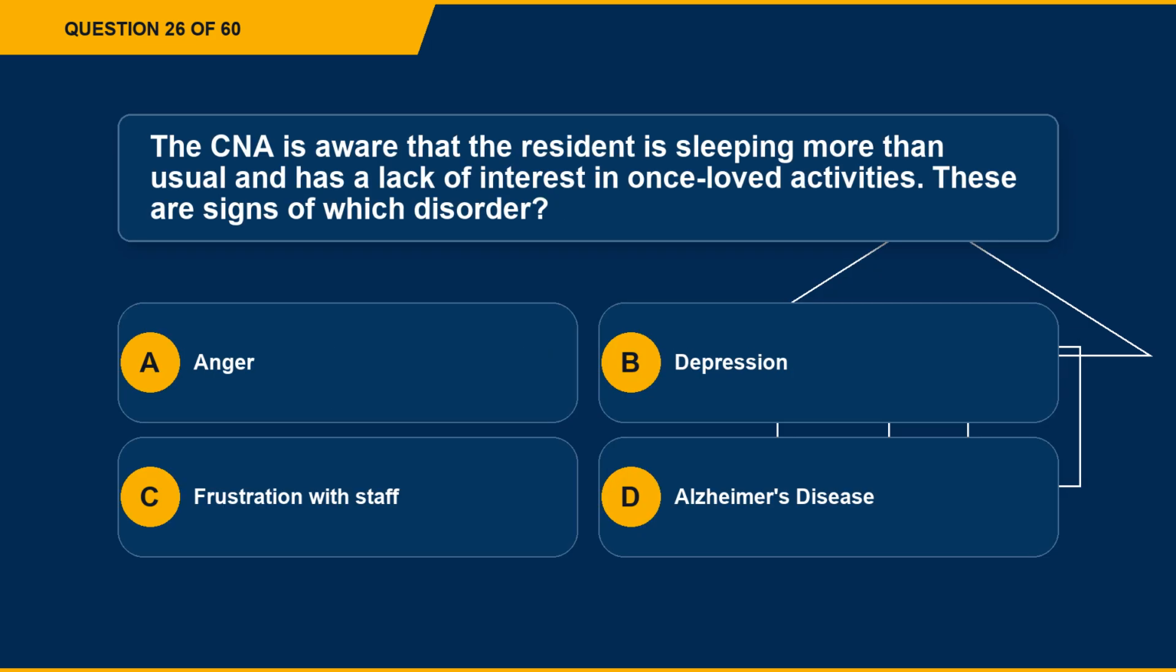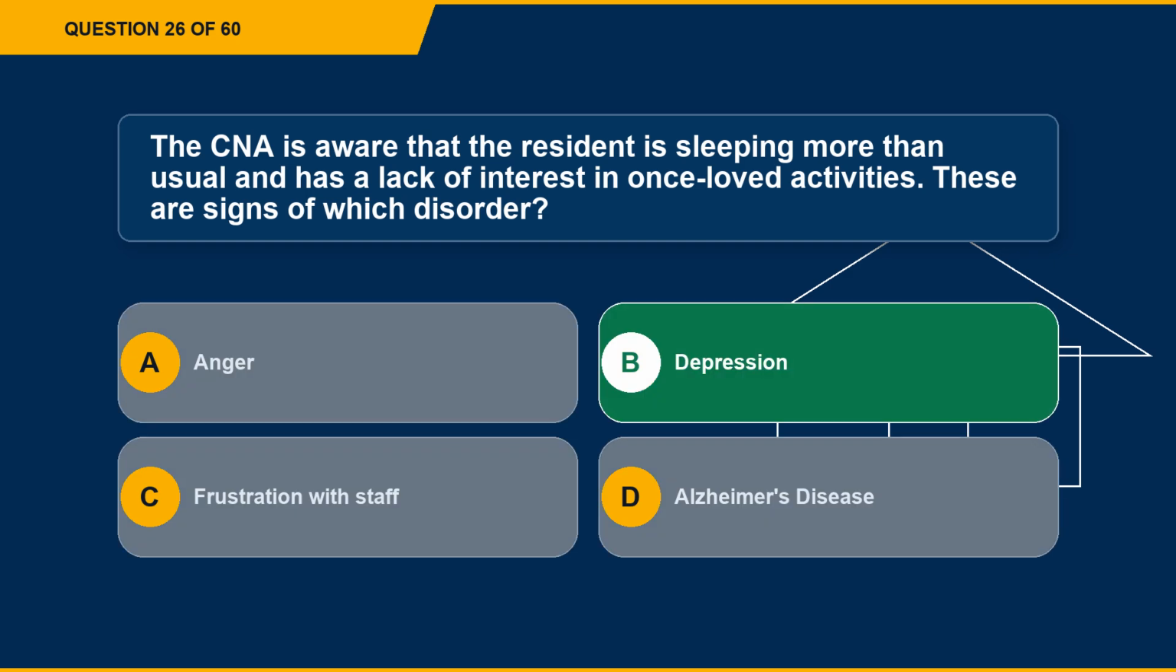Question 26. The CNA is aware that the resident is sleeping more than usual and has a lack of interest in once-loved activities. These are signs of which disorder? Option A, anger. Option B, depression. Option C, frustration with staff. Option D, Alzheimer's disease. The correct answer is option B, depression.